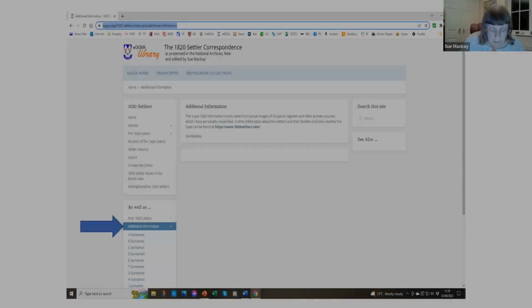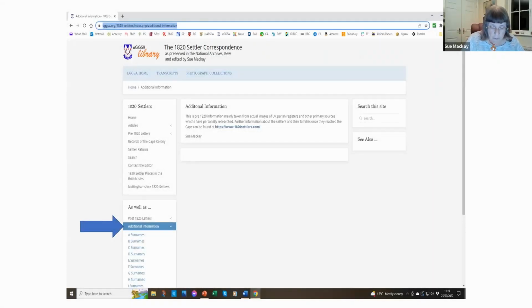Now, when I first offered my transcriptions of the settler correspondence to eGGSA, Richard Ball used a computer program to convert my single very large Word file into individual pages for each correspondent. This worked well, but occasional glitches linked a letter to the wrong correspondent. And rather than constantly responding to my emails containing corrections, Richard gave me editing rights over the 1820 section and also the newspaper extract section containing my transcriptions from the Grahamstown Journal. And I still run these 2 sections today.